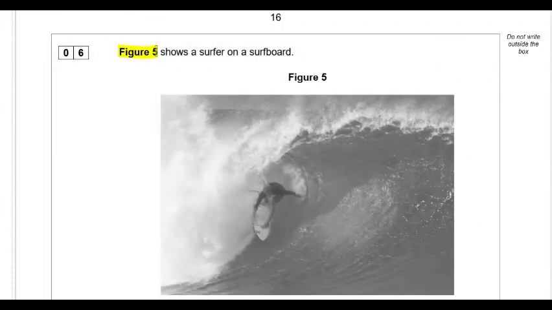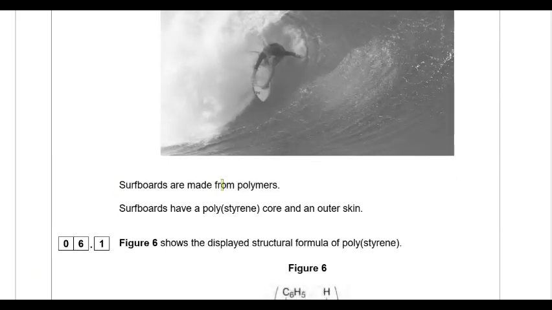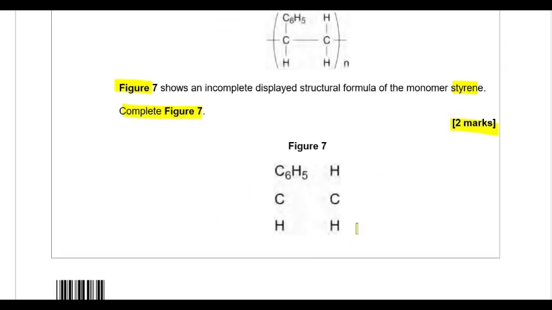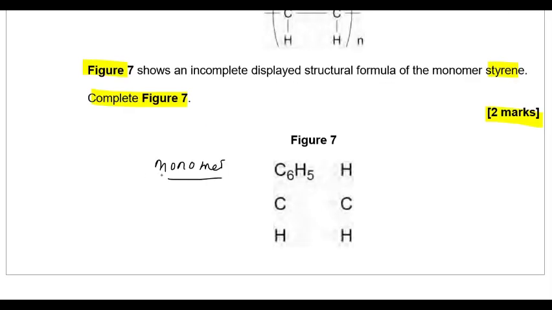Question 6. Figure 5 shows a surfer on a surfboard. This is figure 5. Surfboards are made from polymers. Surfboards have a polystyrene core and an outer skin. Question 6.1. Figure 6 shows the displayed structural formula of polystyrene. Here's figure 6. Figure 7 shows an incomplete displayed structural formula of the monomer styrene. Complete figure 7, and this is for 2 marks.